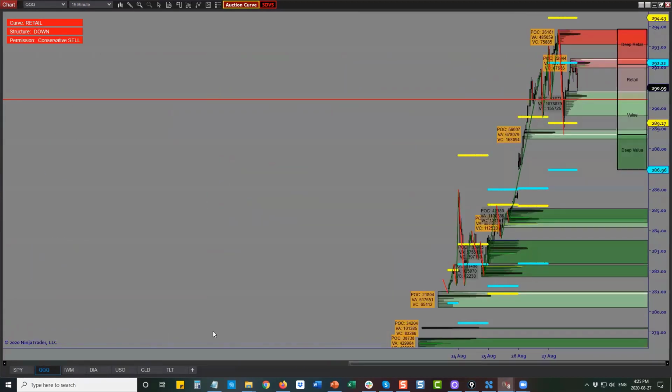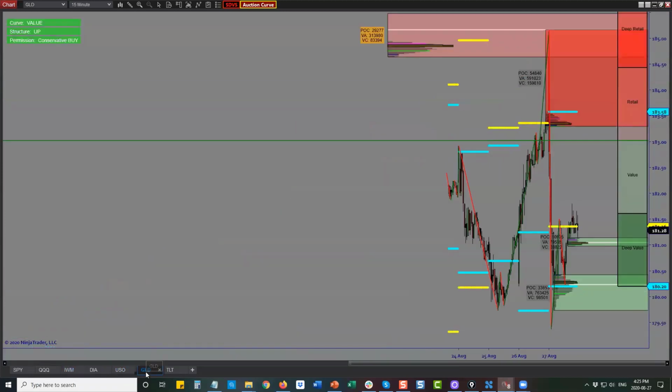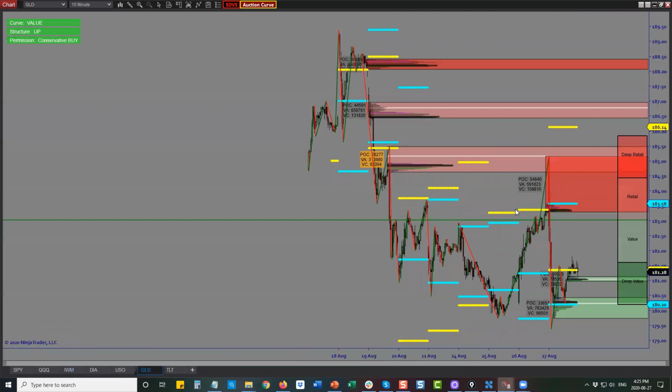Take a look at the QQQs. QQQs looks at the futures the same way. It's pretty much the same charts, guys. If we look at gold today, like holy moly. Okay, let's take a look at this gold trade.